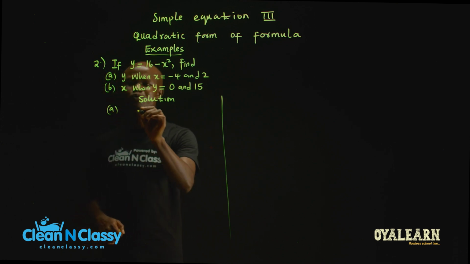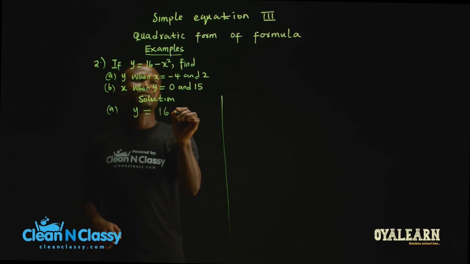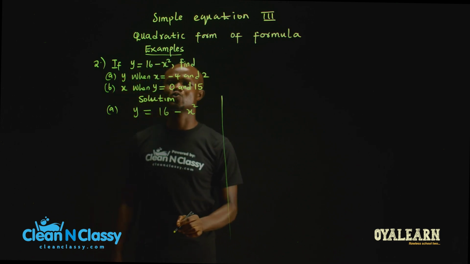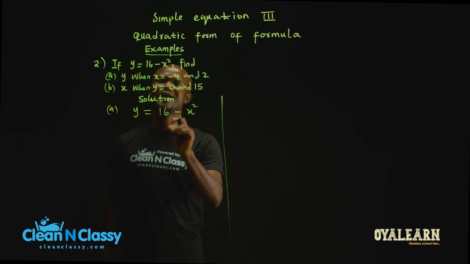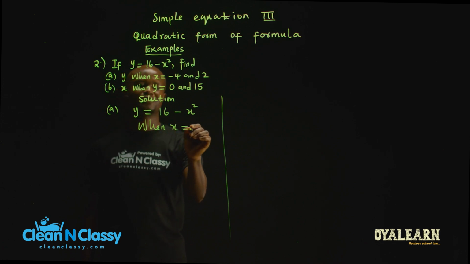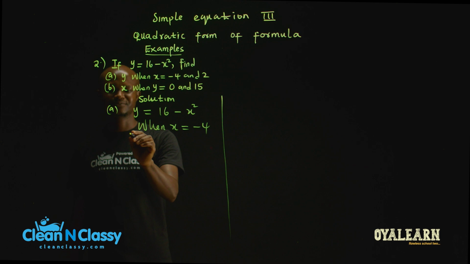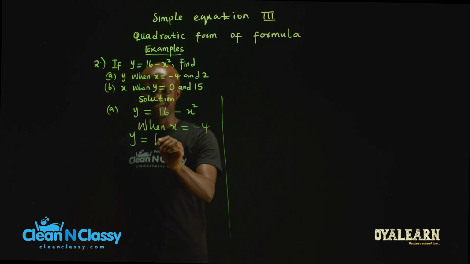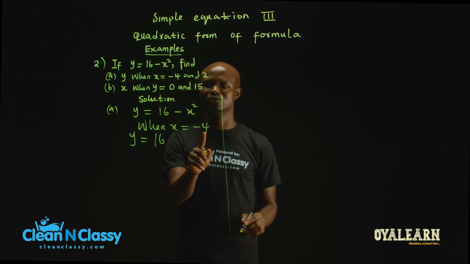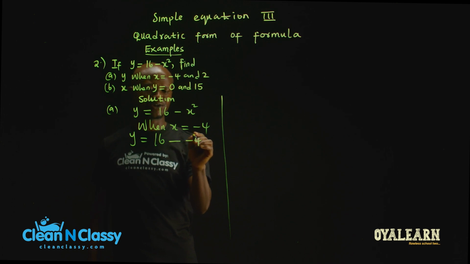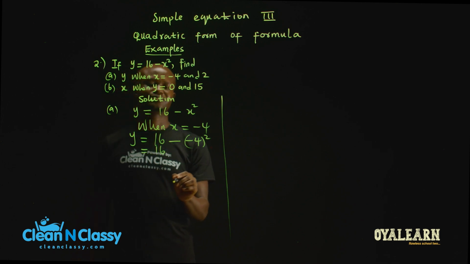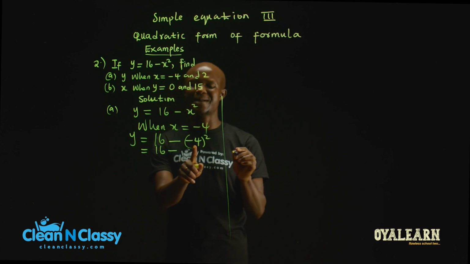For the A part, we have y equals 16 minus x squared. We're asked to find y when x equals minus 4. Now let's start with when x equals minus 4. What will be the value of y? Y equals 16 minus, anywhere we see x, we substitute x as minus 4. So we have minus 4 raised to the power of 2.